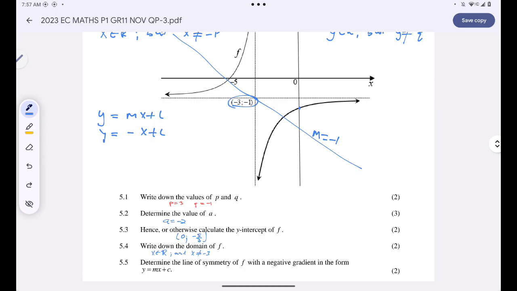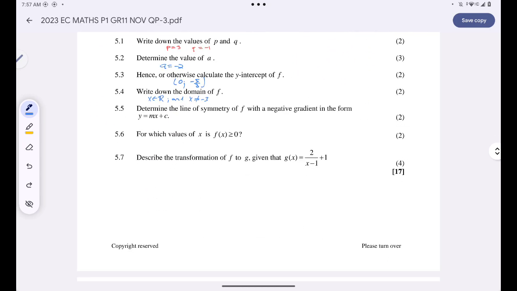This point over here, P and Q, né? Y is -1 and x is just -3. They want me to find the value of c. I have -1 and +3 here. Then c is just equal to -4. So my equation says y is equal to -x minus 4.